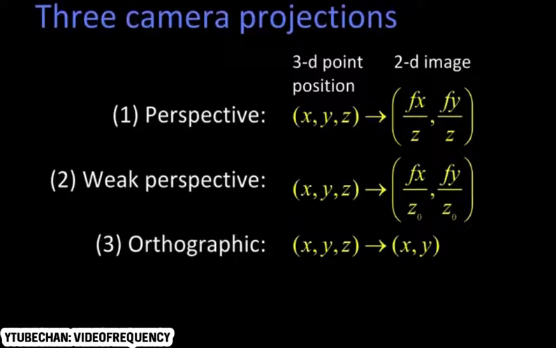So those are the three camera projections that we'll talk about. The one that we'll use all the time is perspective, which ends up giving you (fx over z, fy over z), and we showed you how to do it in matrix coordinates using the homogeneous coordinate system. And then we also talked about weak perspective, where you have a scale factor per object, or orthographic, where you basically just throw away the z value.